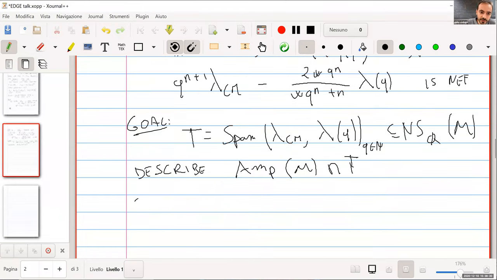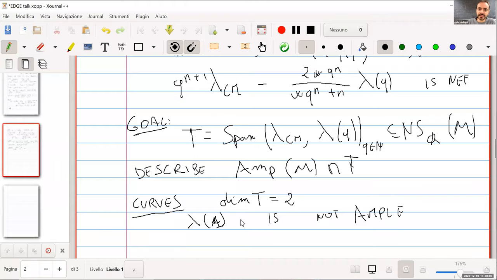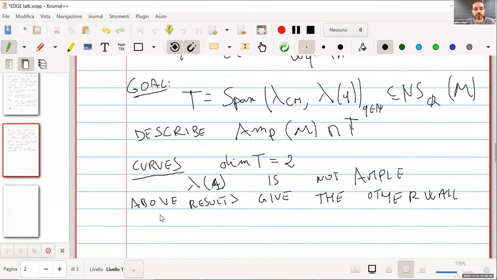So let me sketch the case of curves, where everything is well known. In the case of curves, the dimension of T is just two. And lambda one is not ample. So as I said before, lambda Q is ample for Q very big, but for low values of Q it might not be ample. In this case, lambda one is not ample. And then the other results, the above results, which in the case of curves were already well known, the above results give the other wall. For Q equal one, it's enough to look at Q equal one.